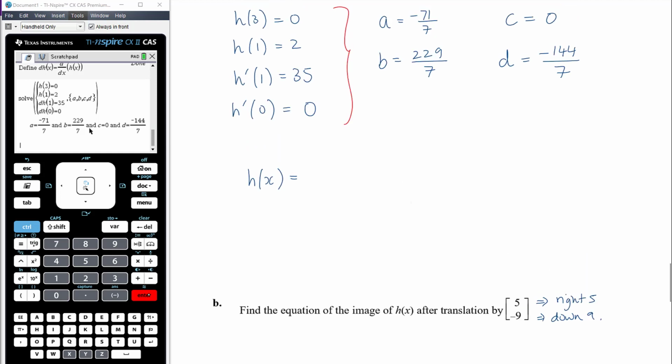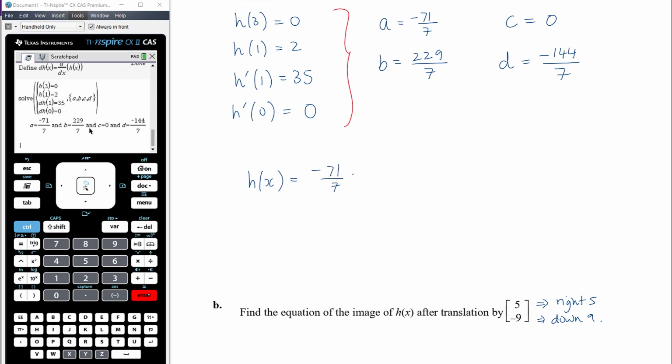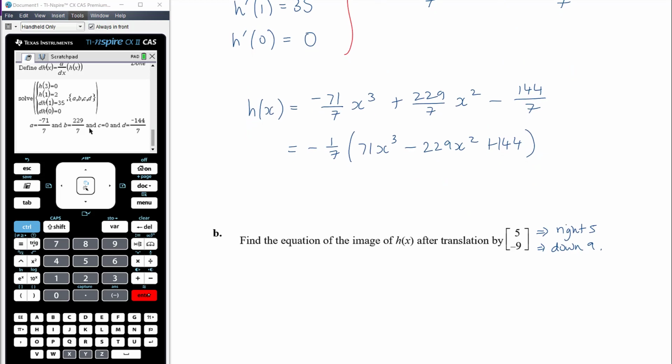So h of x is going to be negative 71 on 7 x cubed plus 229 on 7 x squared plus 0x minus 144 on 7. You might also choose to factor out that 1/7 or even negative 1/7 because it is a nice common denominator, and just then have 71x cubed minus 229x squared plus 144. You could just factor out positive 1/7 if you prefer. Either way, h of x. So if we want to find the equation of the image of h of x after translation to the right by 5 and down 9, what we want here is h of x minus 5 is right 5 and down 9 is take away 9.